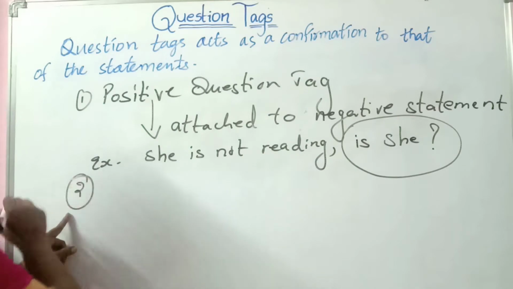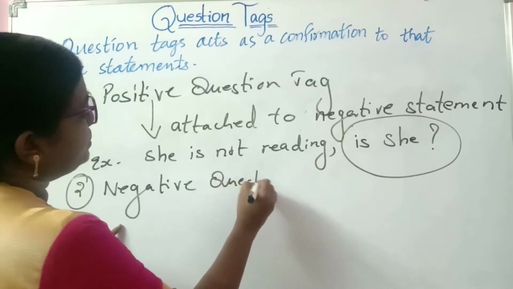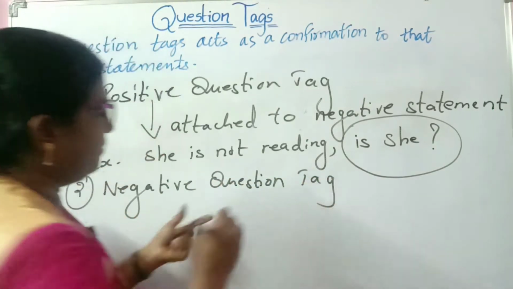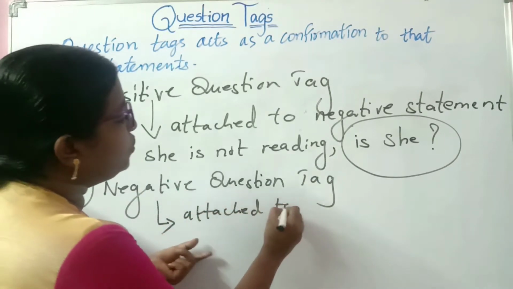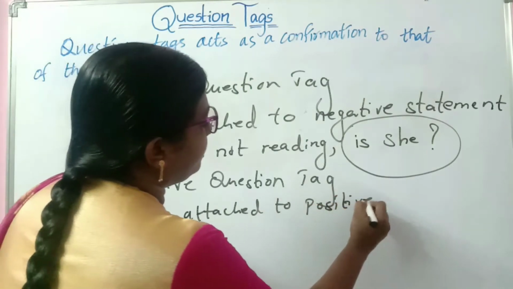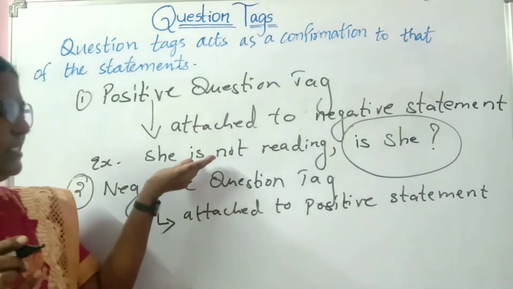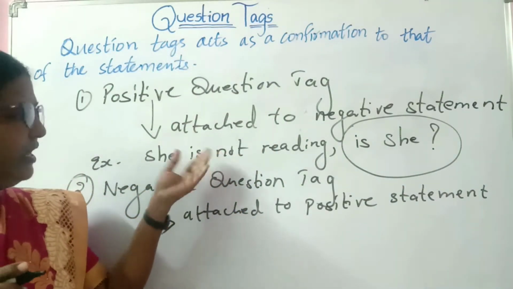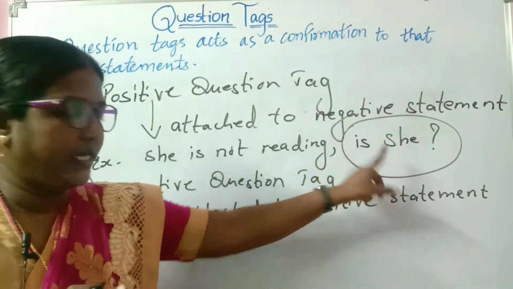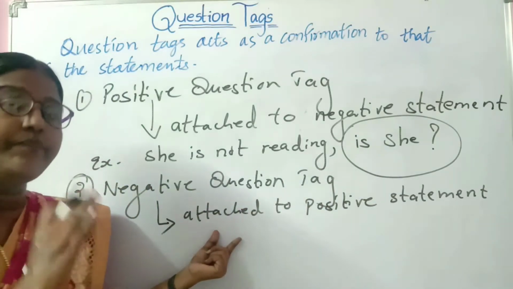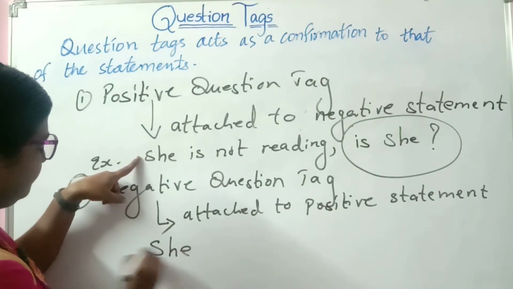Second one is negative question tag. Opposite to the first one. Negative question tags are attached to positive statements. Let us take the same example. Here, she is not reading is a negative statement, positive question tag. Now, positive statement and the tag must be negative. Let us write a positive example.